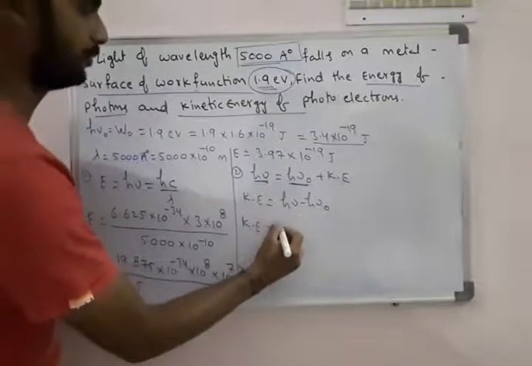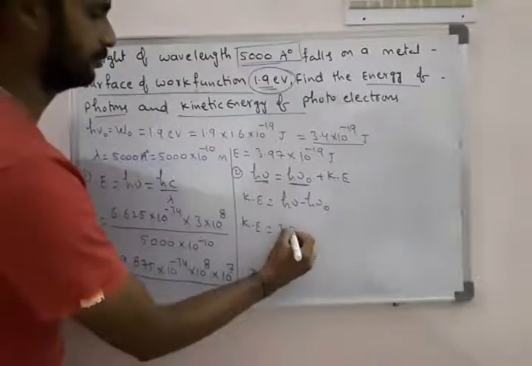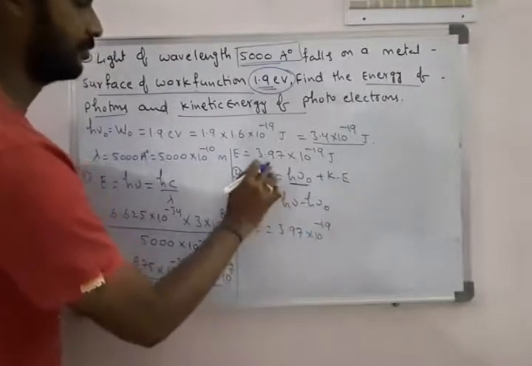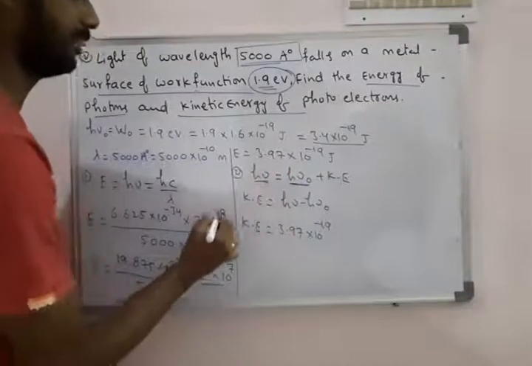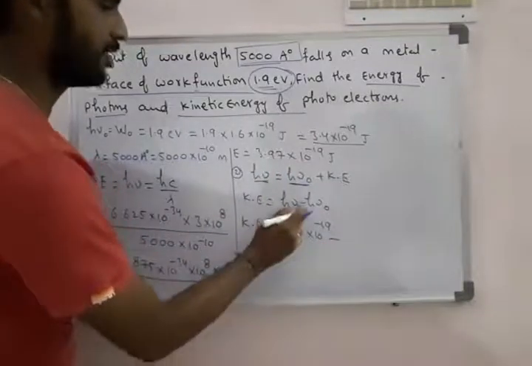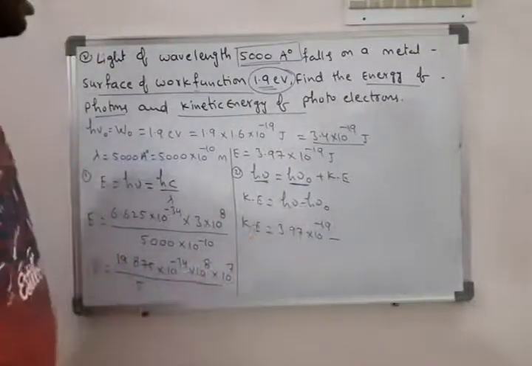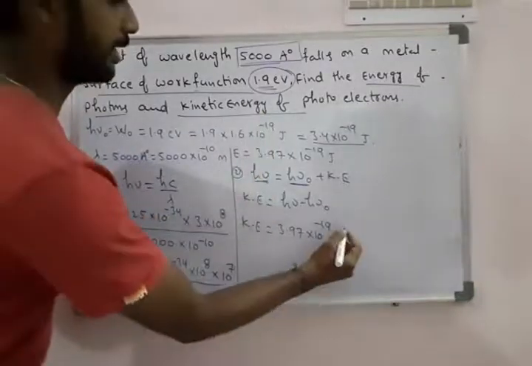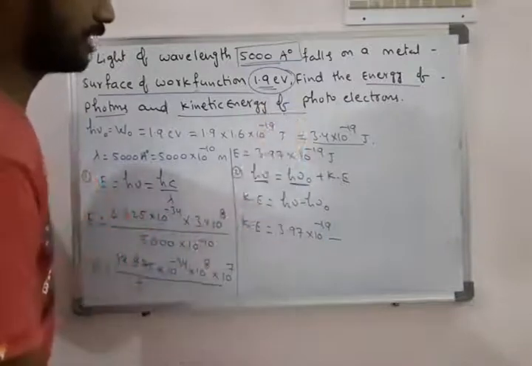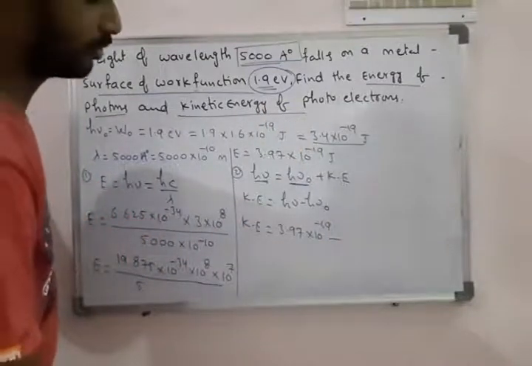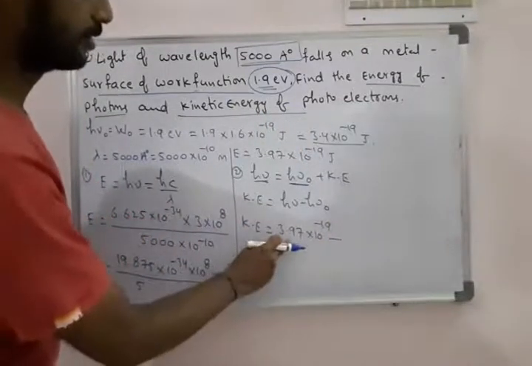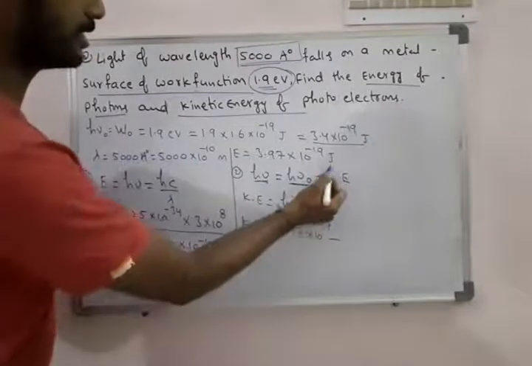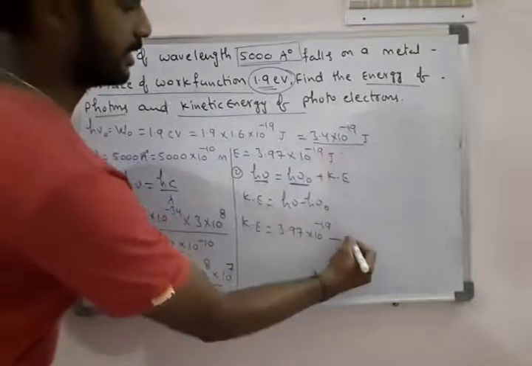What is h nu? The energy we calculated here, minus h nu naught, which is a constant for a metal. This is 1.9 electron volts. So we never do the calculation in terms of electron volts. If both are in electron volts, there is no problem. But already it is in joules. Already we converted it into joules.